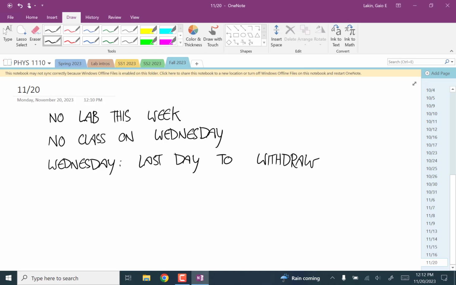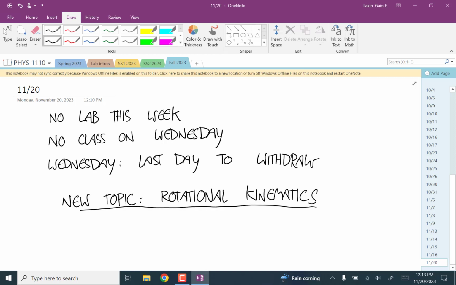Okay. Well, we're going to get into a new topic today. It's kind of the start of the last topic. This is rotational kinematics. And it's very closely related to circular motion. You'll see a lot of the same stuff as circular motion.